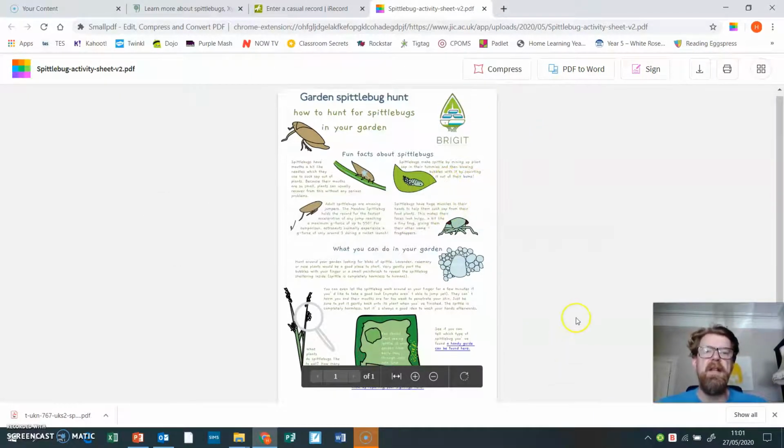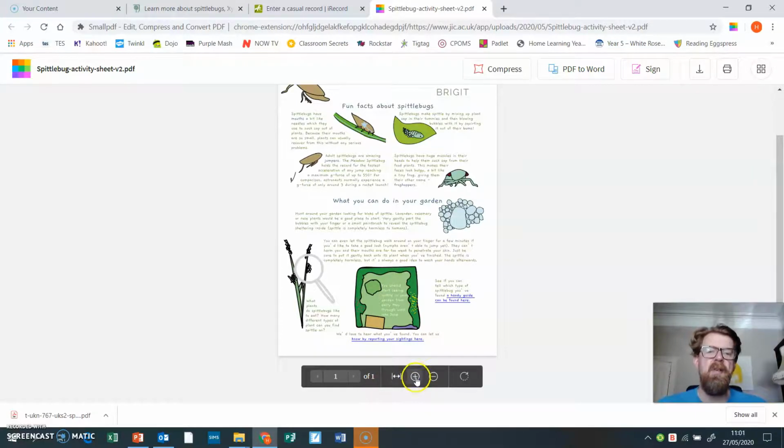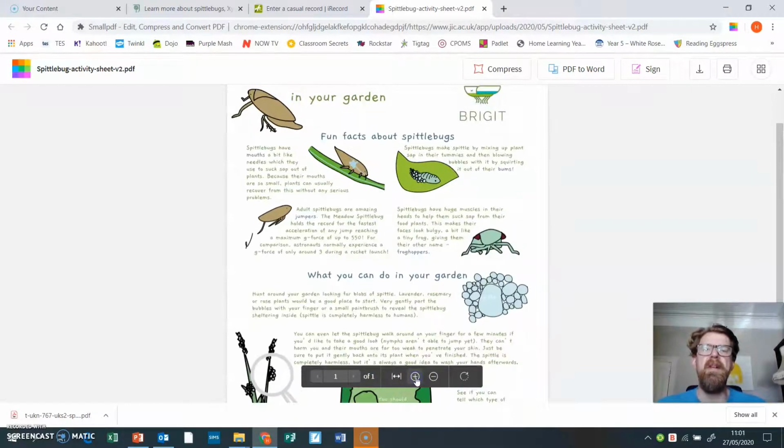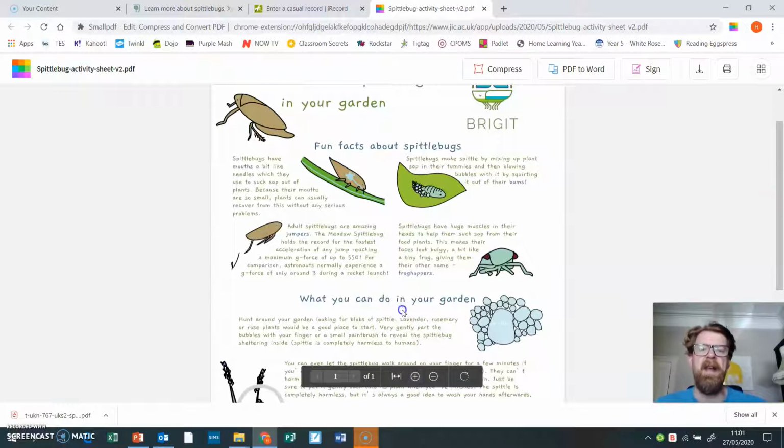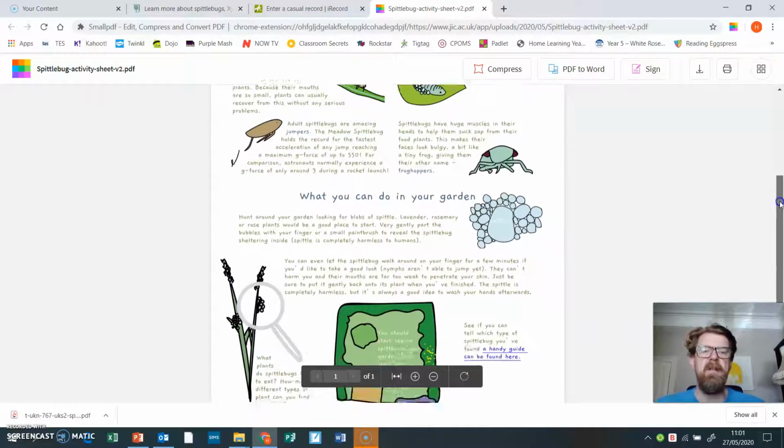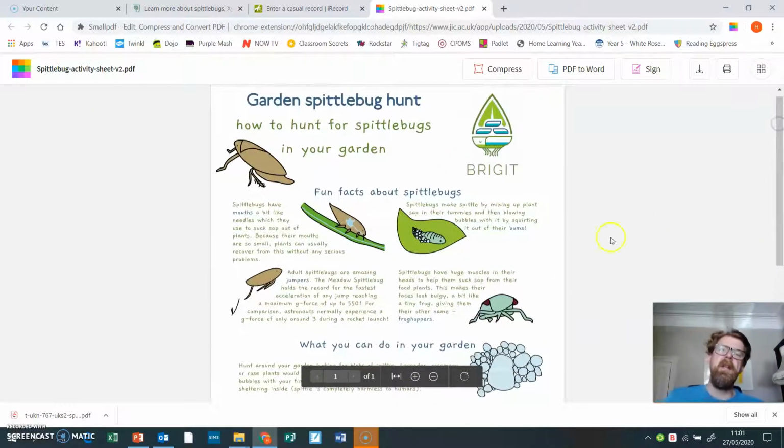And here you can actually see there's kind of a non-chronological report already written for you. It's got some fun facts, what you can do in your garden, some interesting things. So I want you to write a non-chronological report about spittlebugs and the spittlebug hunt and why you're doing it and interesting facts about the spittlebug.